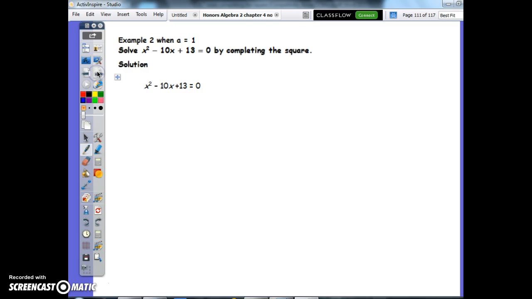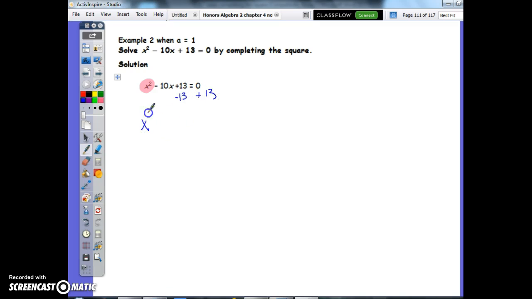Alright, now let's do a completing the square problem, where a is 1. And here, your lead coefficient, right here, always has to be 1. If it's not 1, like it will be in the next problem, we are going to make it 1. So I'll show you that in a minute. Anyhow. First thing is subtract over the 13.